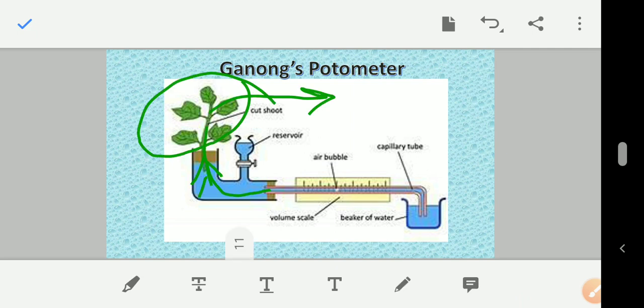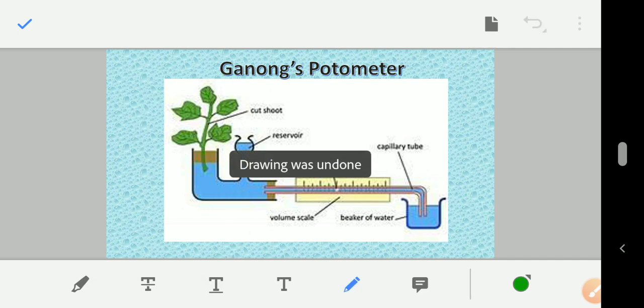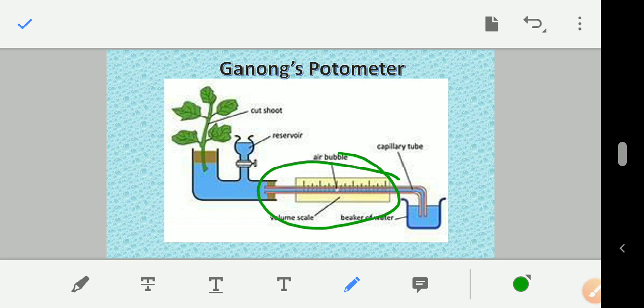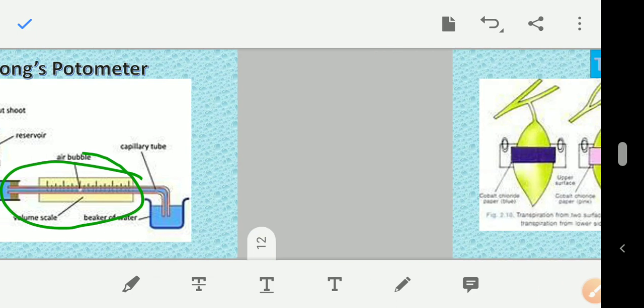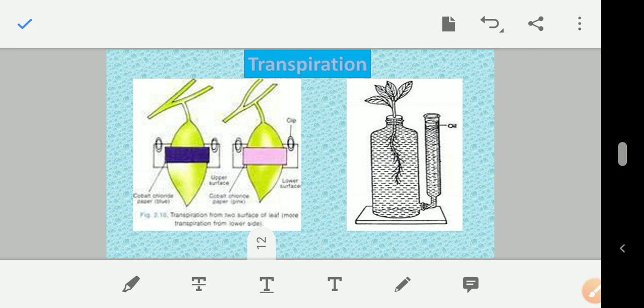Why water is supplied in reservoir? Water is supplied in reservoir for the continuous supply of water. Why scale is used? To measure the number of molecules of water moving per second, or to measure their distance. These two are the experiments of transpiration.